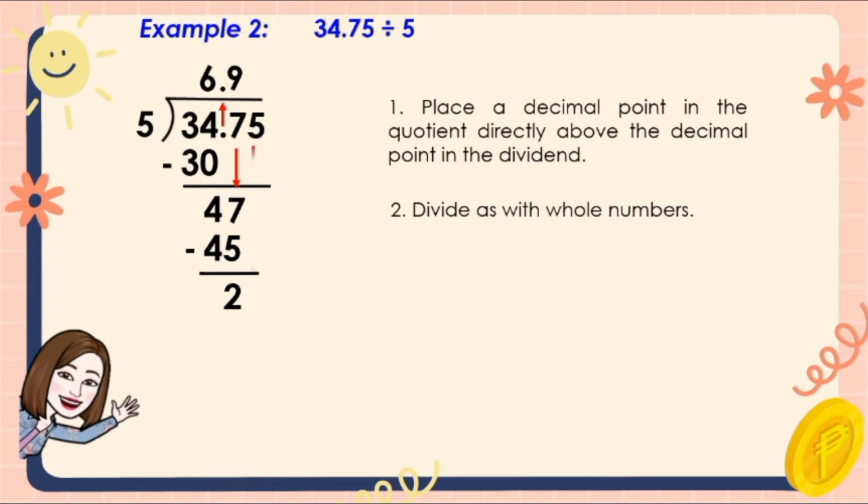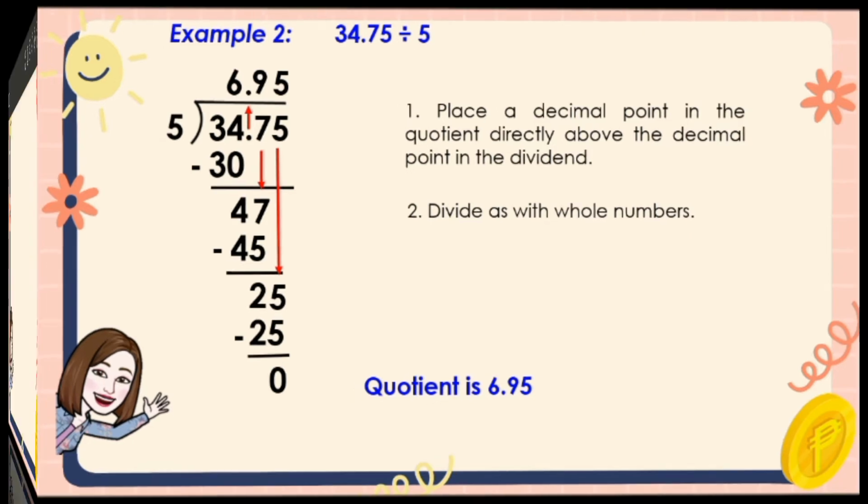Bring down 5. We have 25 divided by 5 equals 5. 5 times 5 equals 25. And 25 minus 25 equals 0. Therefore, the quotient is 6 and 95 hundredths.